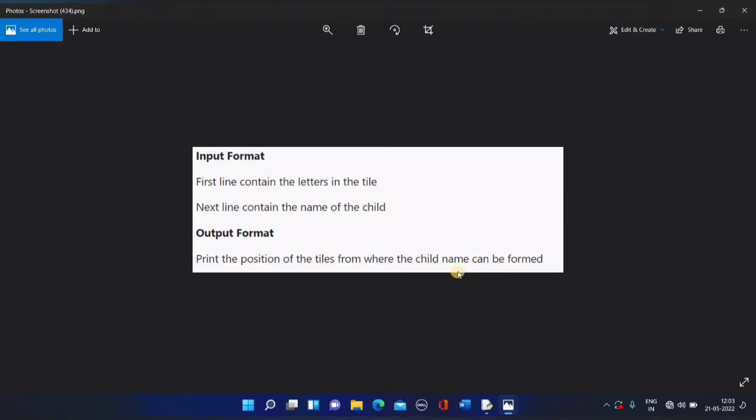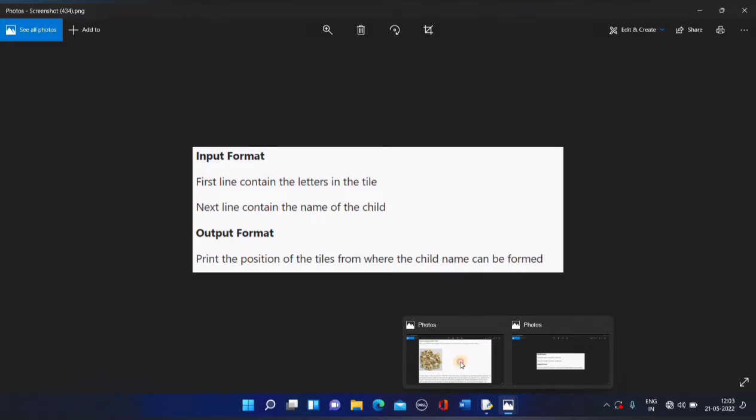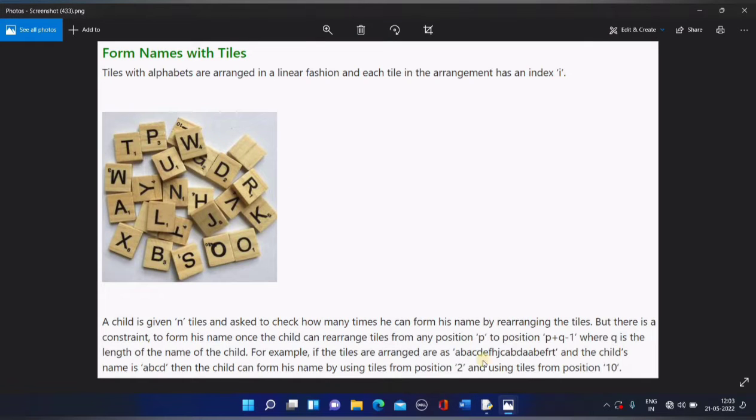Suppose in the first line they'll be providing you the word letters, and then in the next line they'll be providing you the name, and then we have to print the positions of tiles from where the child's name can be formed. That is all we have to do. See, this is the example, this is how they're going to provide you the input. These are the tiles which have the words written on them, and the child's name is ABCD.